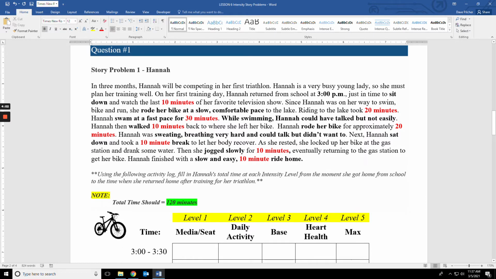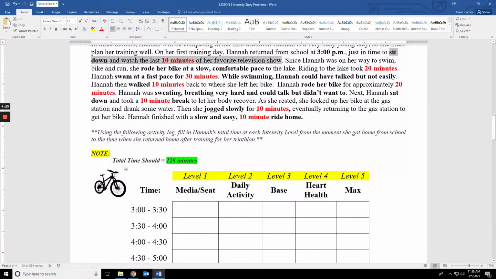In 3 months, Hannah will be competing in her first triathlon. Hannah is a very busy young lady, so she must plan her training well. On her first training day, Hannah returned from school at 3 p.m., just in time to sit down and watch the last 10 minutes of her favorite TV show. So we know that sitting is level 1. In the first box, I'm going to put 10 minutes. Follow along with me.